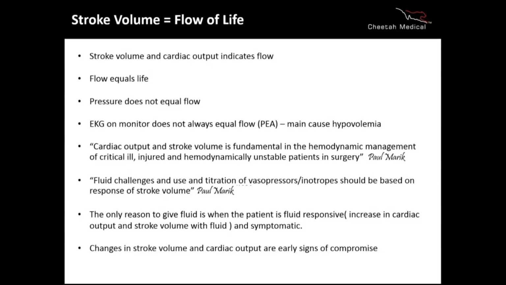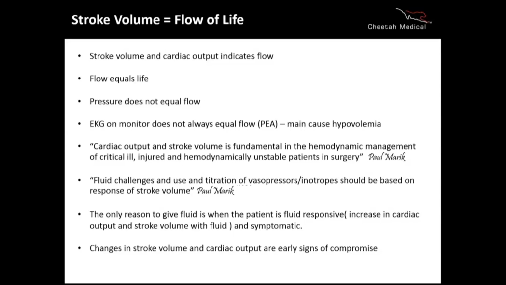The fact that you have an EKG on that monitor doesn't always equal flow. You can have a normal sinus rhythm on that monitor, and you can have no flow. They call it the patient is dead. It's pulseless electrical activity. There are several things that can cause PEA, but the main cause actually is hypovolemia.